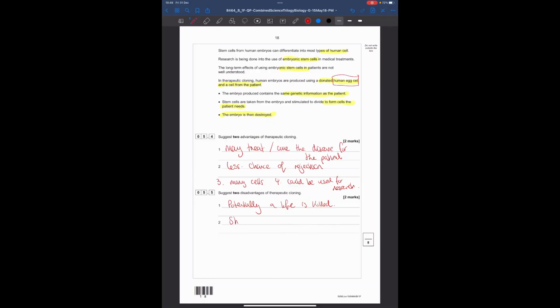You may have a shortage or find it hard to find an egg, or that someone is willing to donate. There is also, because this is a relatively new technology, quite a poor success rate. Okay, so we've identified 3 potential advantages and 3 potential disadvantages, but again, for each question, you only need 2.